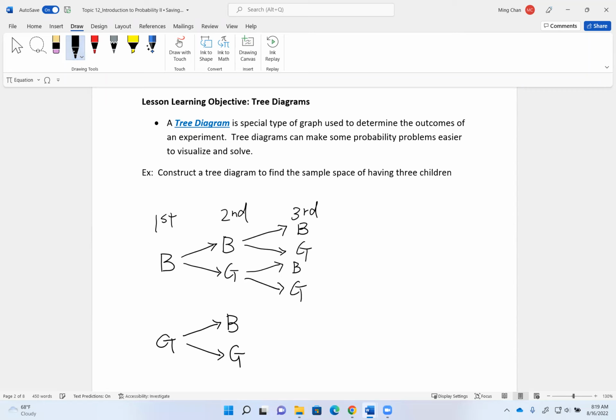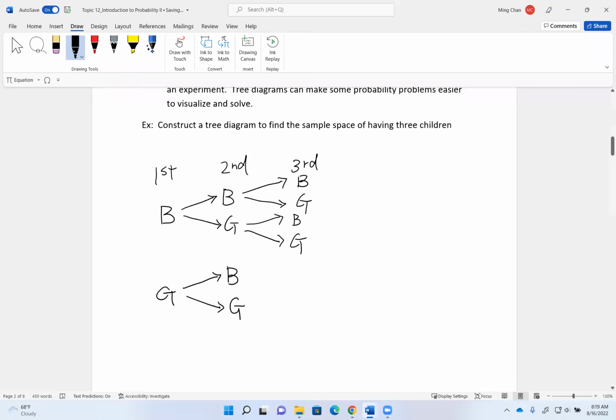You see where I'm going with this? This problem is not that difficult because each child only has 2 possible ways, boy or girl. The amount of sample space here is not a difficult one. If the first child is a girl and the second child is a boy, then the third child can be a boy or a girl. If the first and second child are girls, then the third child can be a boy or a girl.